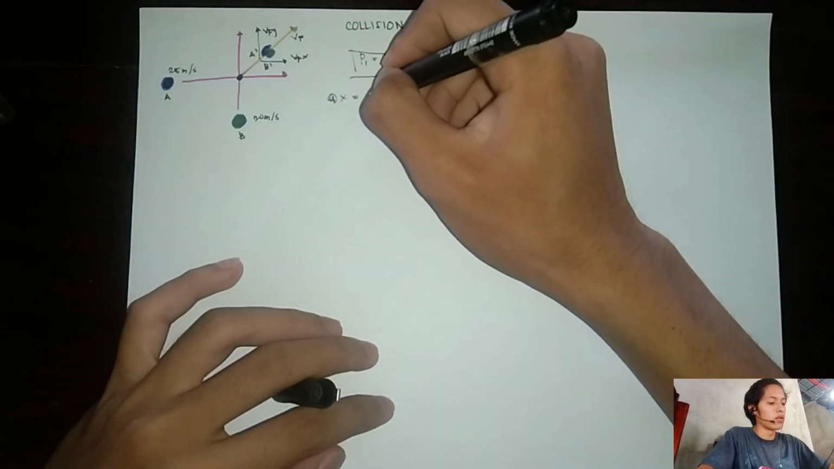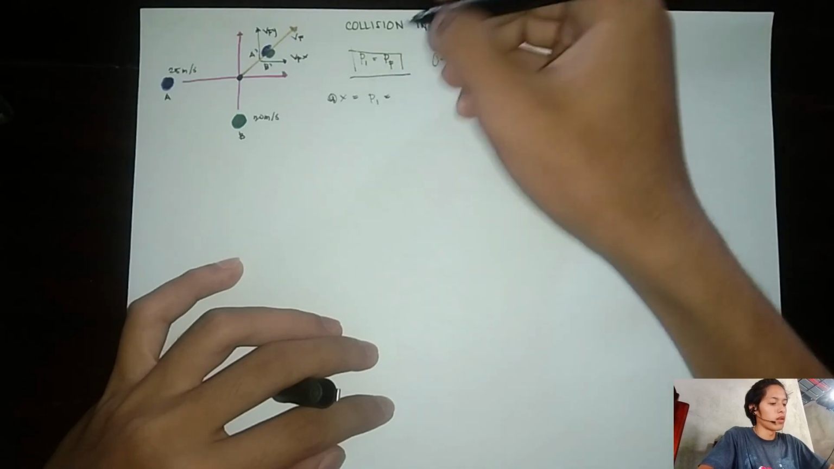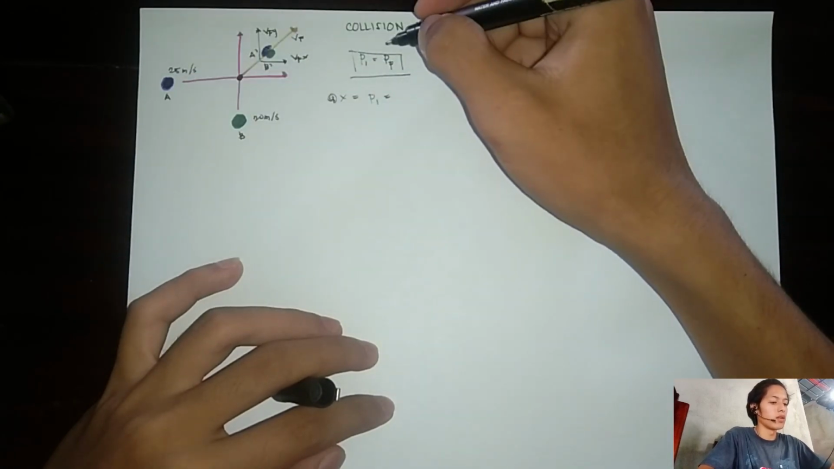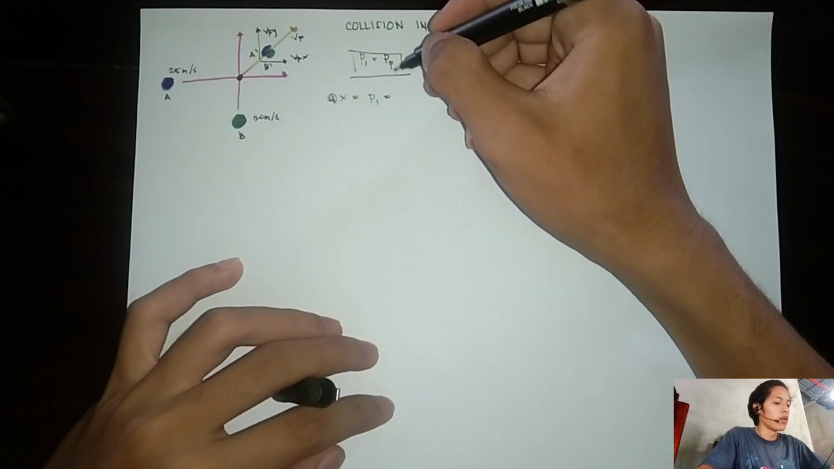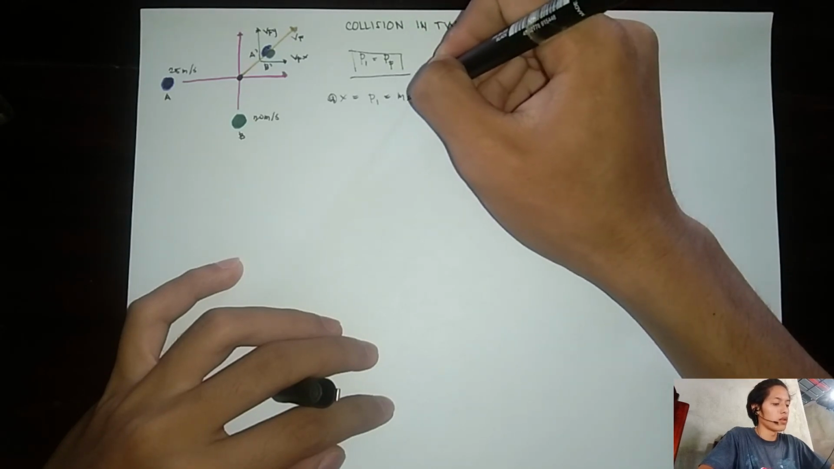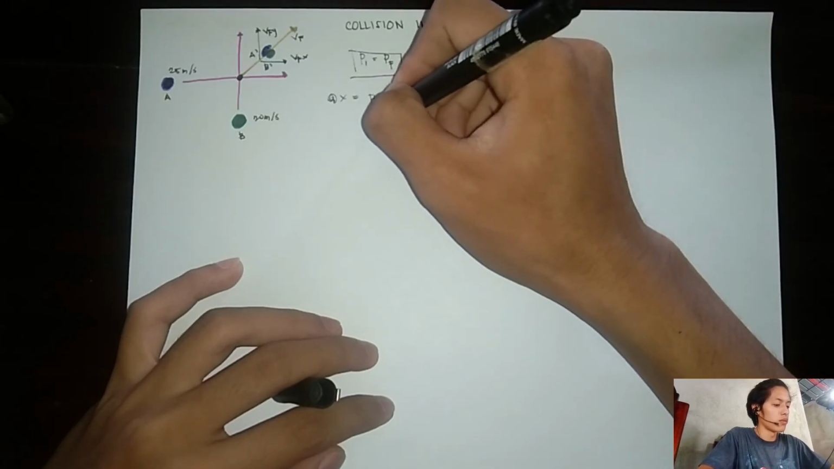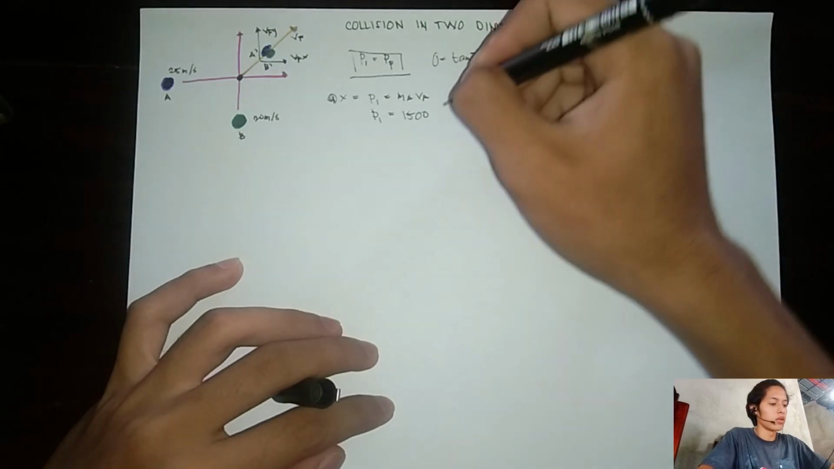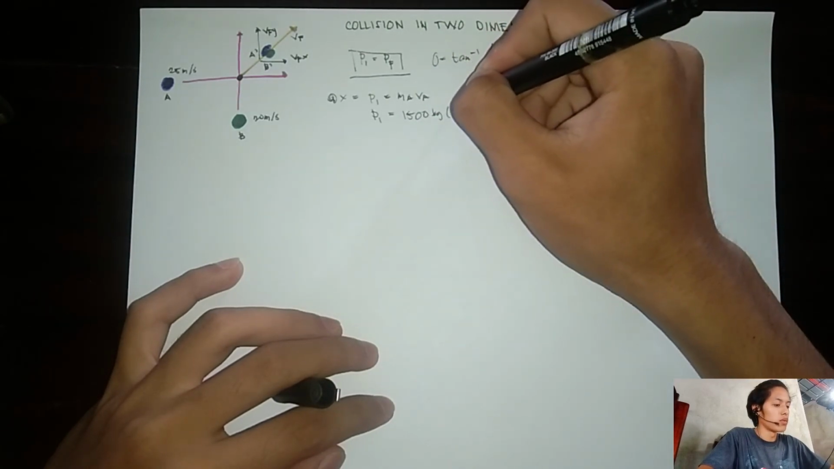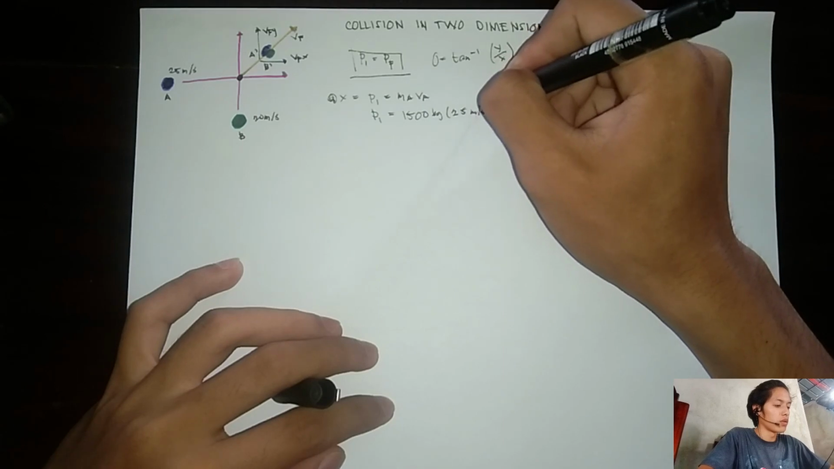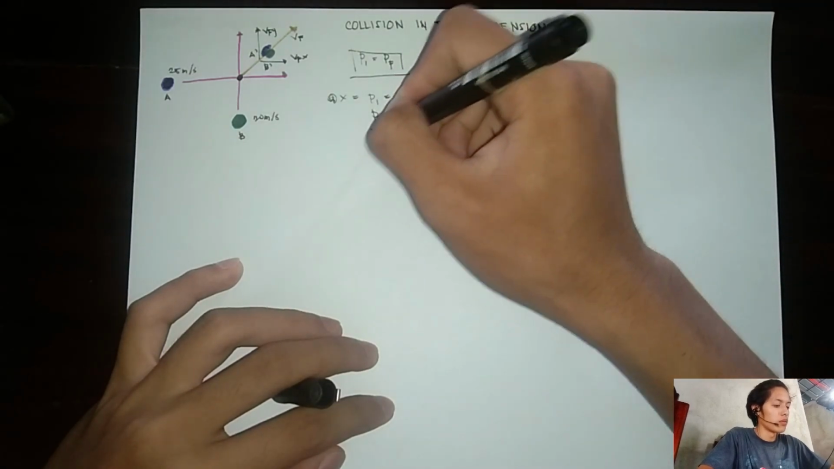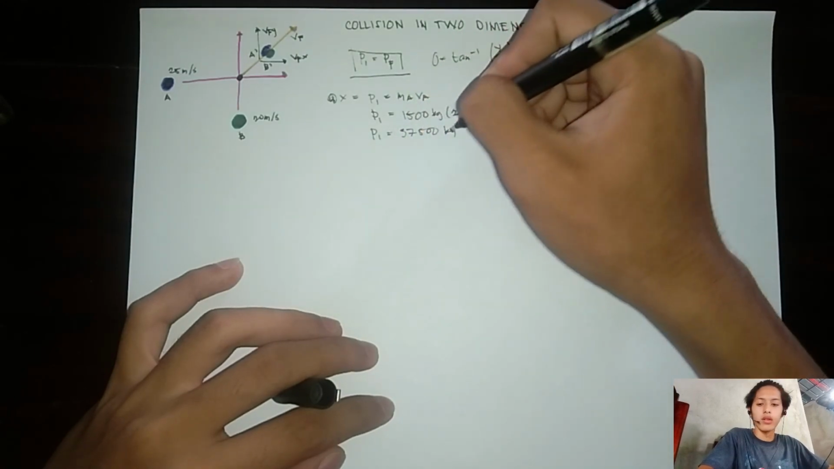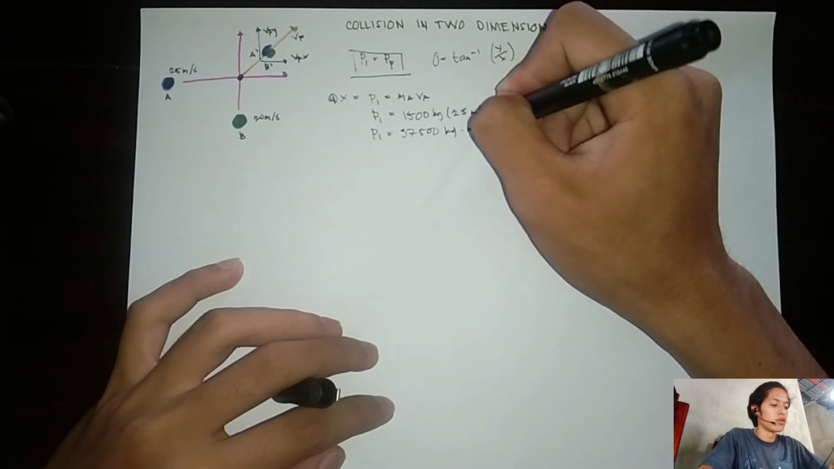yung momentum natin. Initial momentum at x is equal to the mass. Sa x natin, ang initial lang meron natin ay yung object A, mass A, velocity A. So, momentum initial is equal to the mass na 1,500 kilograms times the velocity of 25 meters per second. So, momentum initial is equal to 37,500 kilogram meters per second.